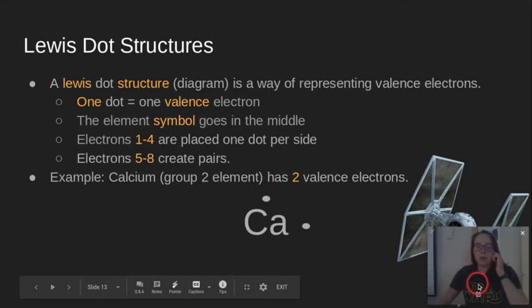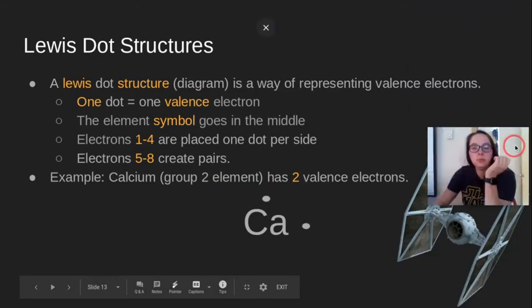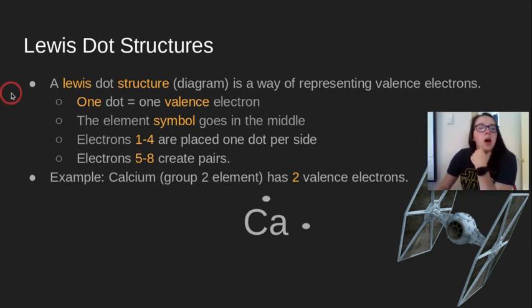So let's talk about what a Lewis dot structure is. A Lewis dot structure is a diagram, and it's a way of representing valence electrons in an element. 1 dot is equal to 1 valence electron. The element symbol goes in the middle. Electrons 1 through 4, so we could have valence electrons of 1, 2, 3, or 4, go on 1 dot per side. Electrons 5 through 8 now create pairs.